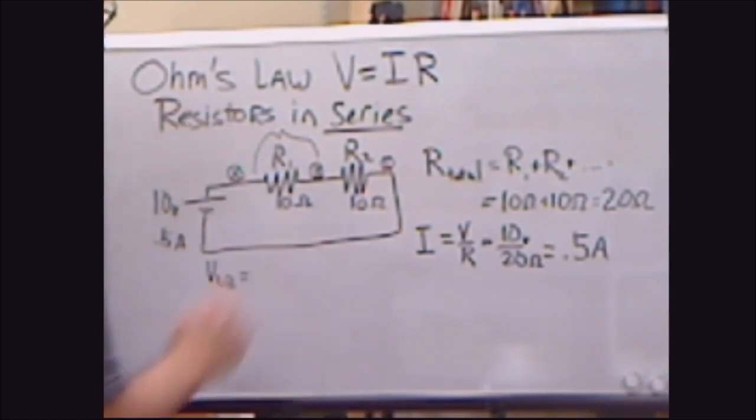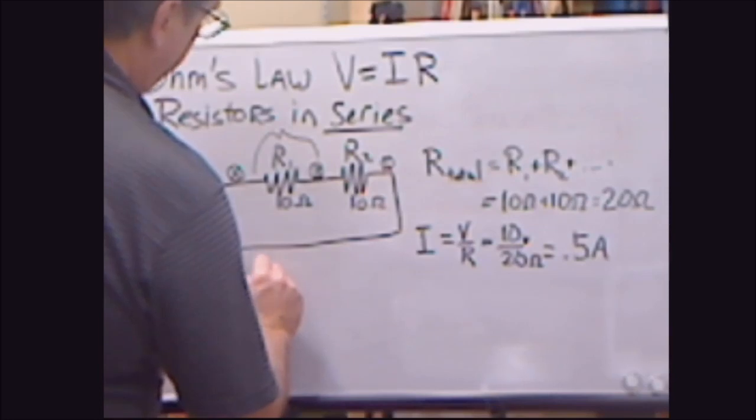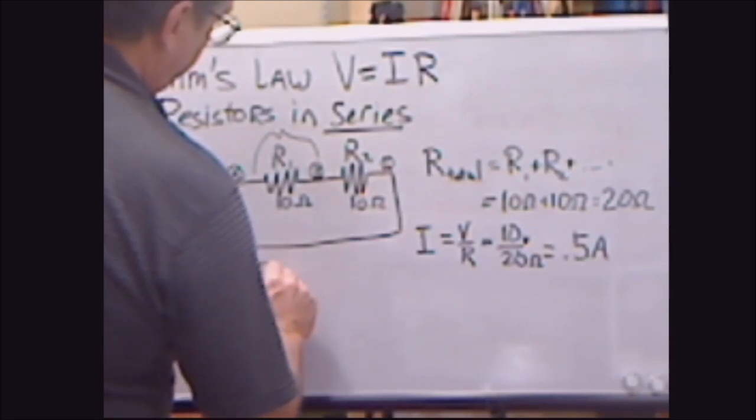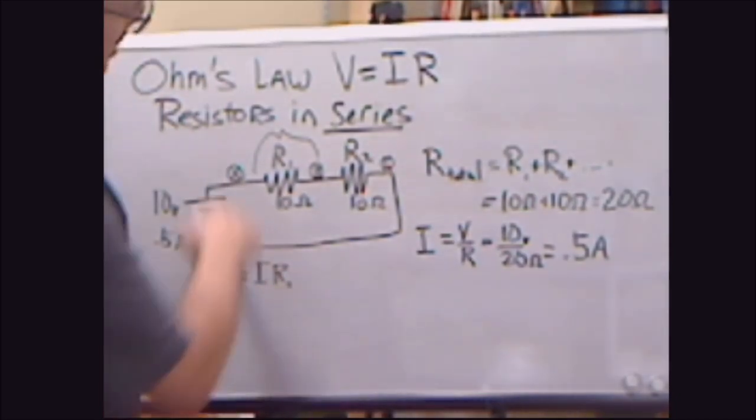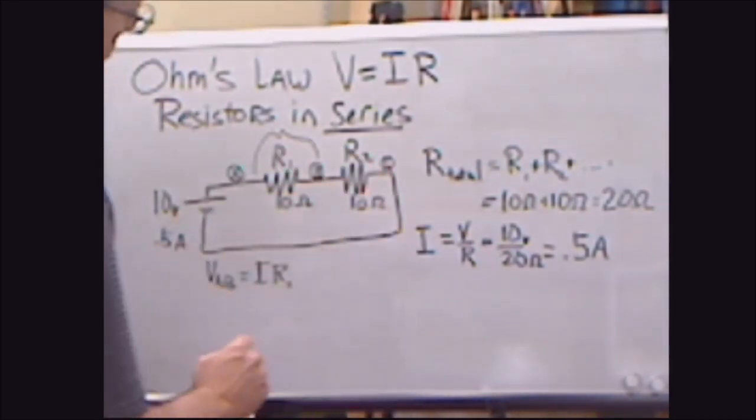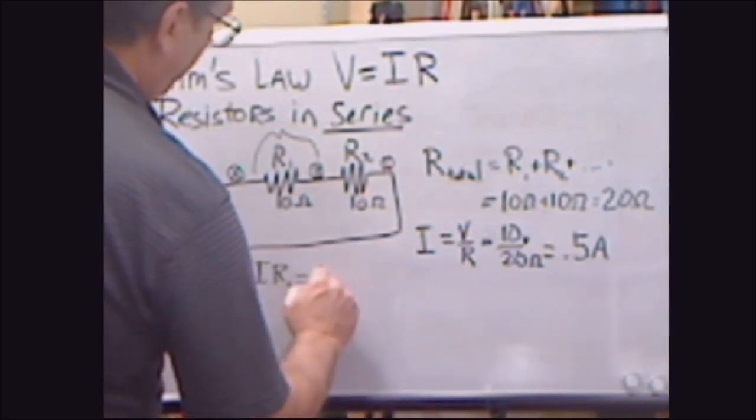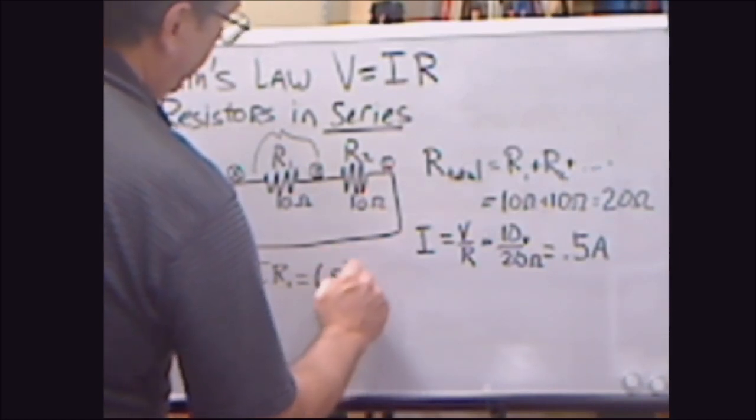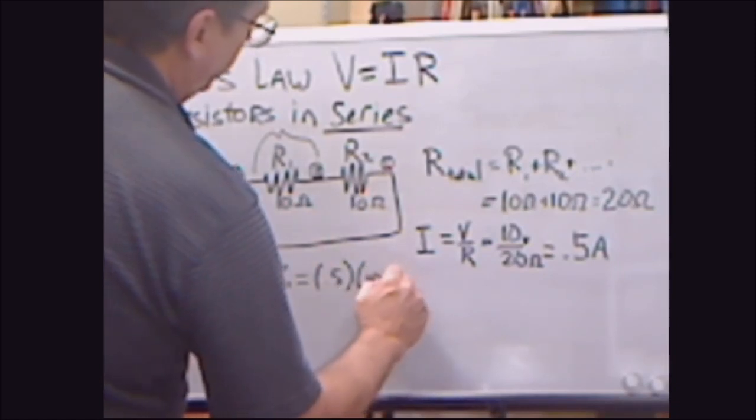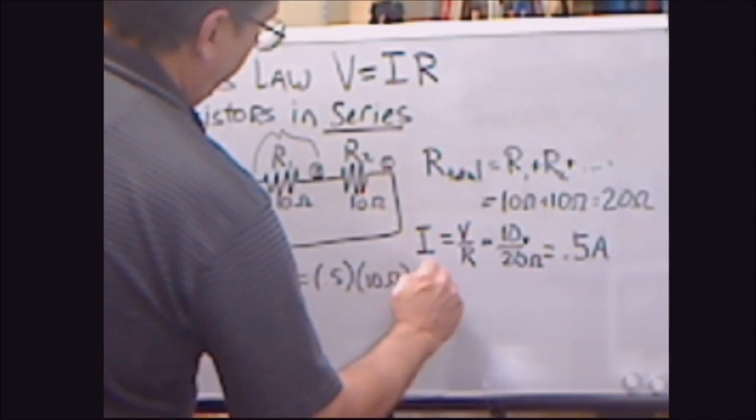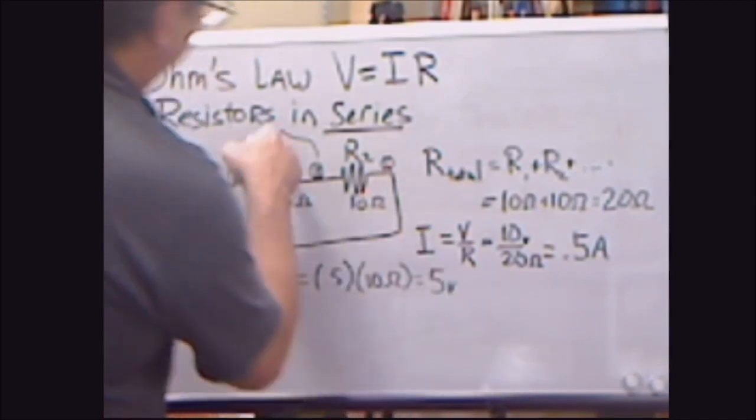amps. And the voltage equals the current times the resistance, and we're going to put R1. We don't have to put current 1 because in this instance, current's the same all the way around. So that voltage is going to be the current, which is 0.5, times the resistor, R1, which is 10 ohms. So that's going to be a 5-volt drop across here.